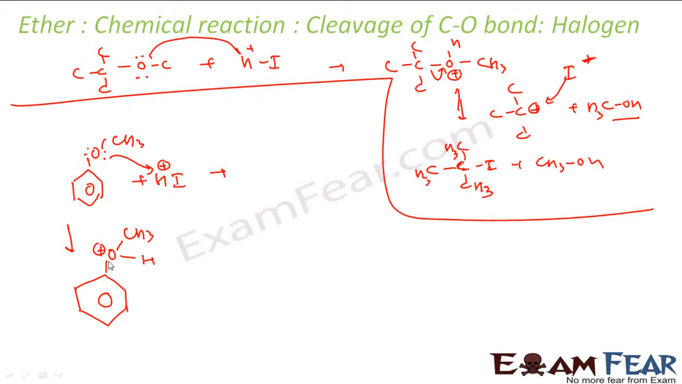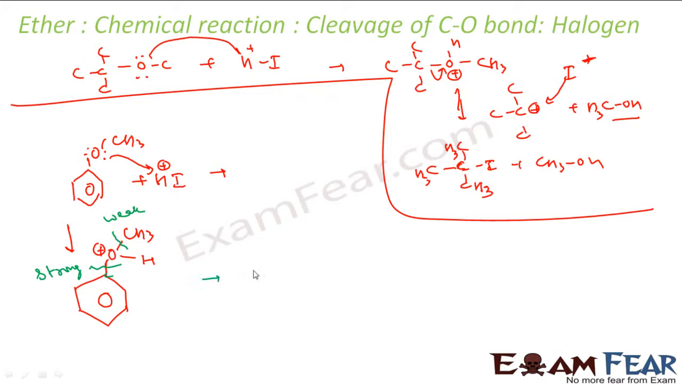Now the question is which one will leave, whether this bond will break or this bond will break, correct? Now if you see this, let me change the color. I have the O-CH3 bond, that is a weak bond, and this O and this carbon bond is a strong bond. Why? This has partial double bond character, right? It has partial double bond character because of the resonance, so it is a strong bond, and the other is a weak bond. So which one will break? Obviously this will break.